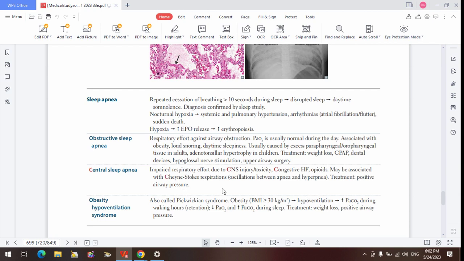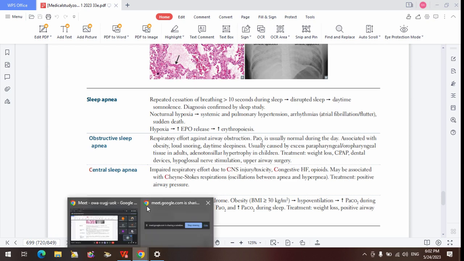So the way I want to explain this Cheyne-Stokes respiration is just to picture a graph that is showing crescendo, decrescendo. Let's see if we can get it online.